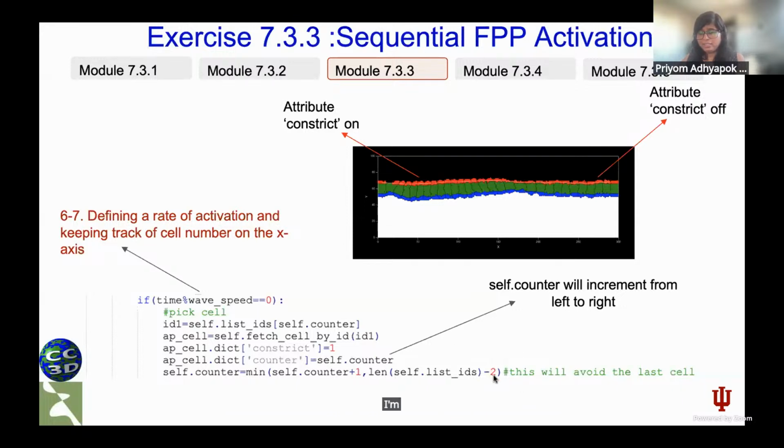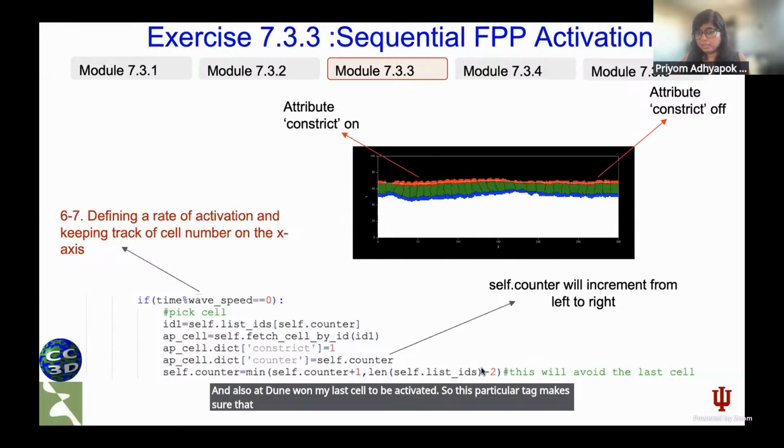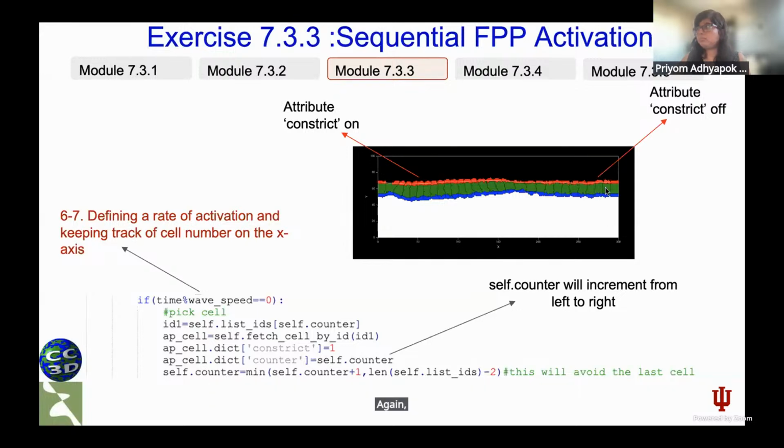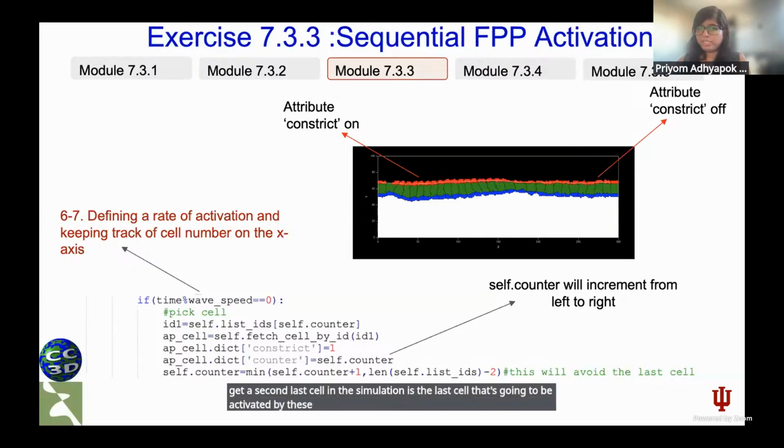I'm also adding this because I don't want it to keep finding cells which do not exist, and also I don't want my last cell to be activated. So this particular tag makes sure that my second last cell in the simulation is the last cell that's going to be activated by this passing wave.